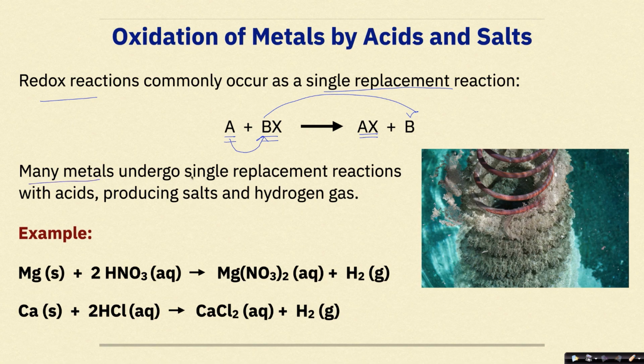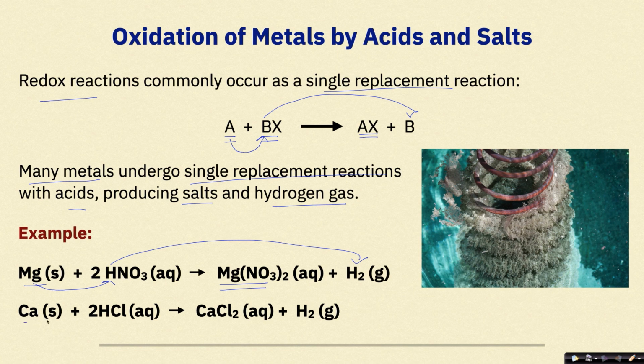Many metals undergo single replacement reactions with acids, producing chemical salts and hydrogen gas. Here are two examples. I have solid magnesium placed in nitric acid. We can see here that the magnesium is going to kick out the hydrogen, hydrogen gas is produced, and the chemical salt magnesium nitrate is formed.